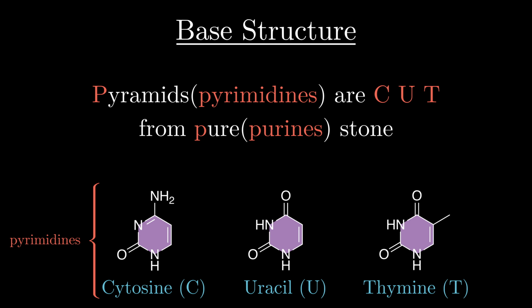The second is the phrase "pyramids are cut from pure stone," which may help you remember that pyrimidines are smaller than purines and therefore have 1 ring, with purines having 2, and also that cytosine, uracil, and thymine are pyrimidines. These methods may or may not work for you, but if you want ideas on how to remember biochemistry concepts, you can often find other mnemonics that people found useful on Google.